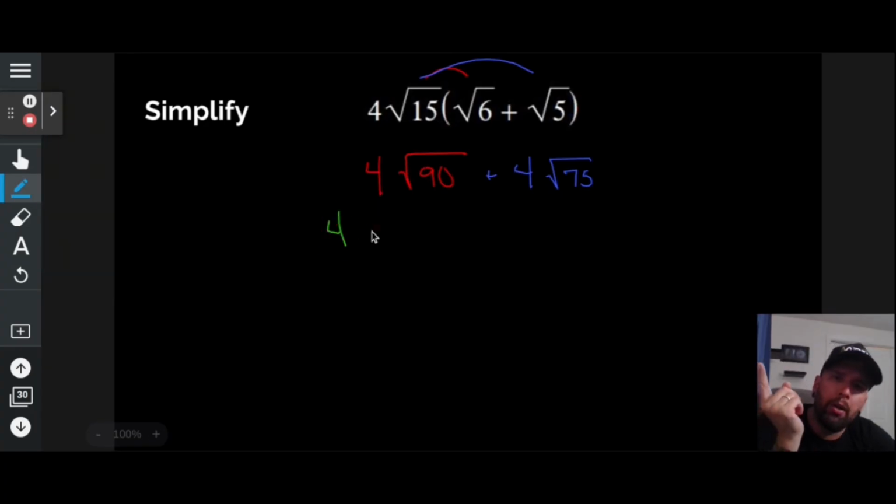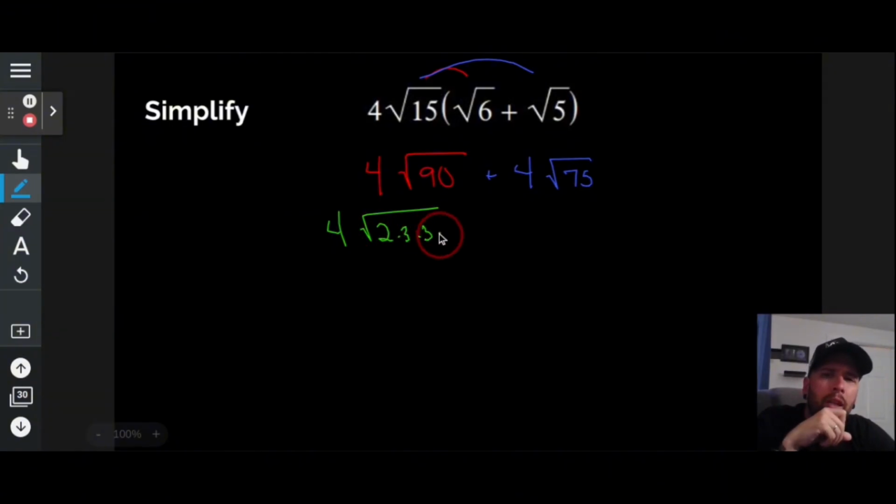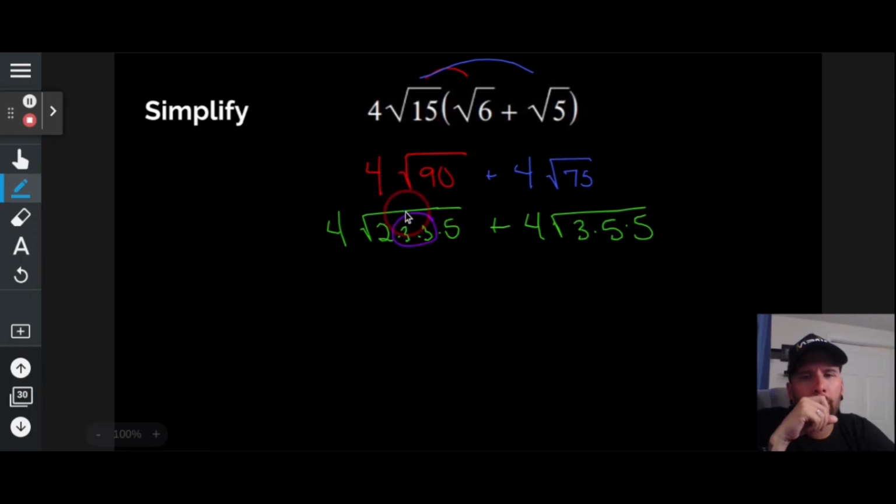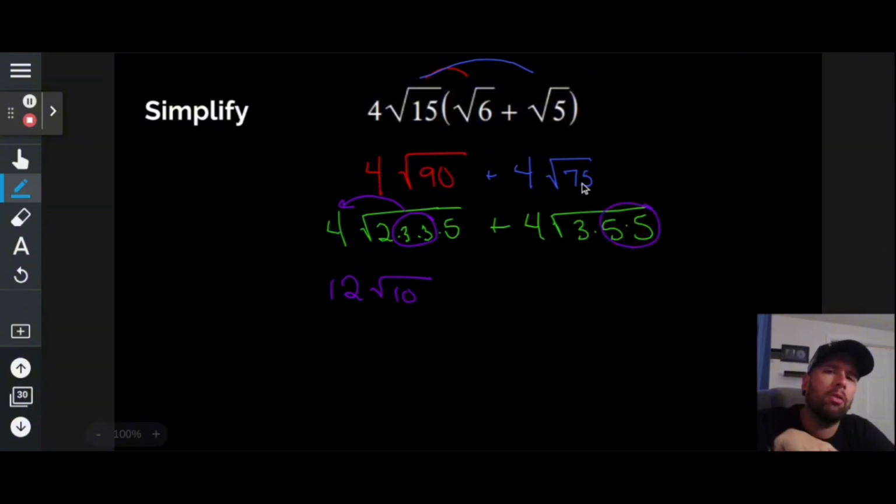Let's rip this apart. Okay, 9 times 10 is going to be 3 times 3 times 2 times 5. So 2 times 3 times 3 times 5, plus 4. 75 is 3 times 5 times 5 because it's 3 times 25. This is square root, so circle a pair of 3s and bring it out. 4 times 3 is 12. What's left over? 2 times 5, which is 10. This is square root, so circle a group of 5s. 4 times 5 is 20.